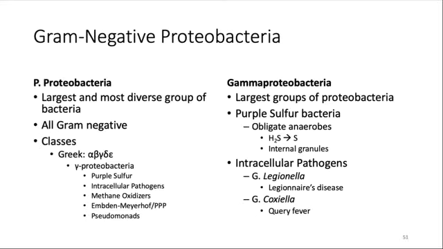Then you have intracellular pathogens with the genus Legionella and the genus Coxiella. The genus Legionella has members that cause Legionnaires' disease. Legionnaires' disease is mainly spread through mist, such as air conditioning. The bacteria is also known to live in water systems as well. And for a long time, it was very difficult to culture this type of bacteria.